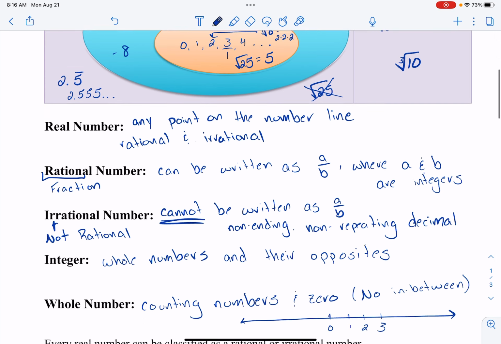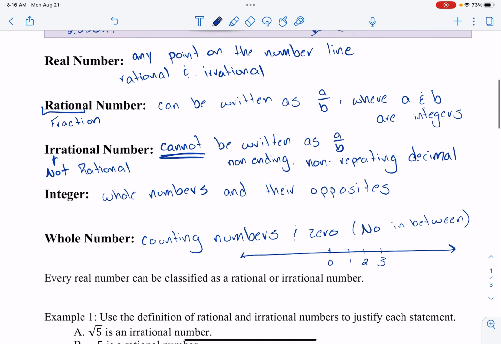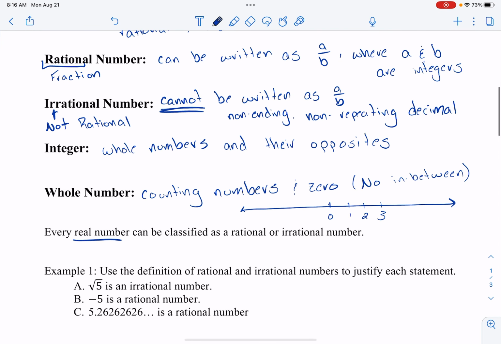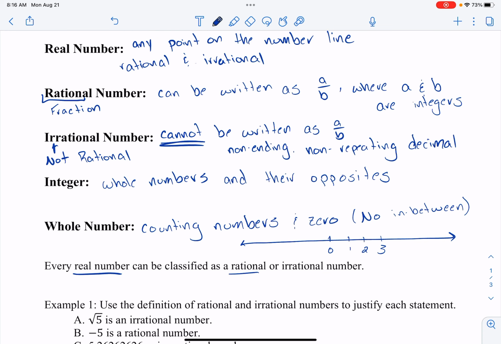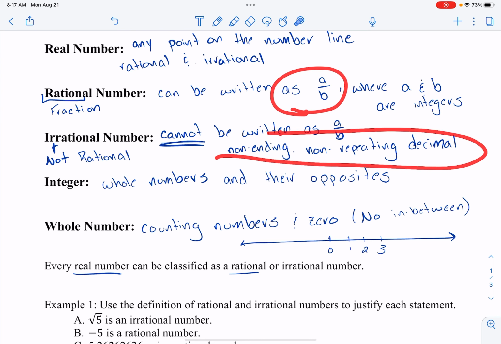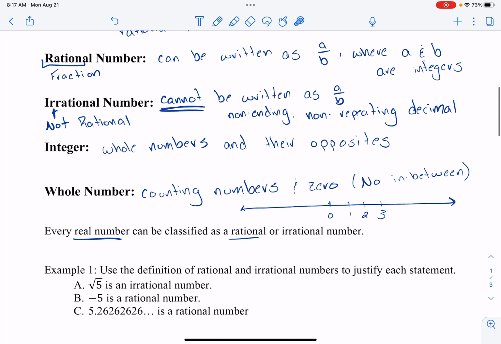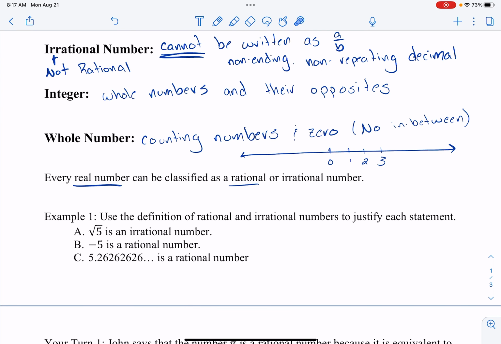So there we have the definition for all our real numbers, but every real number is either rational or irrational. There are no numbers that don't fit into one category or the other. Basically, to distinguish between the two, can you write it as a fraction? If you're not sure, check to see, is it a non-ending, non-repeating decimal? Okay, so first of all, the square root of 5. Use the definition of rational and irrational numbers to justify each statement.